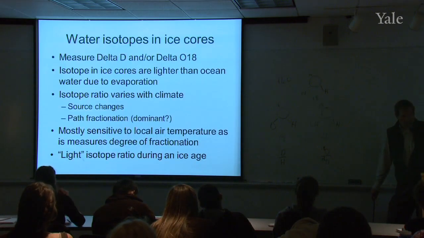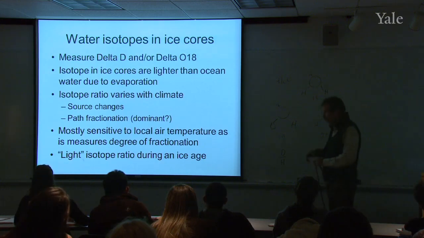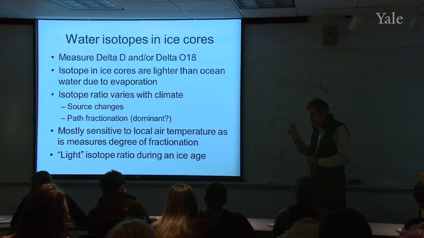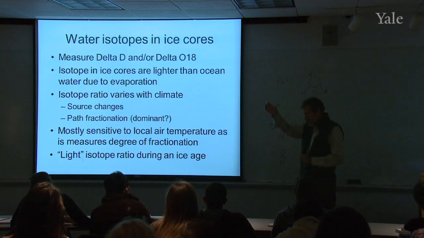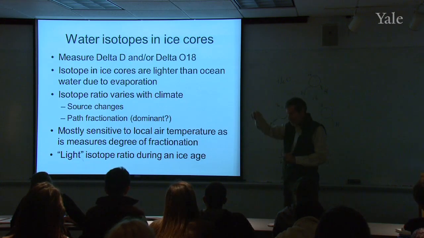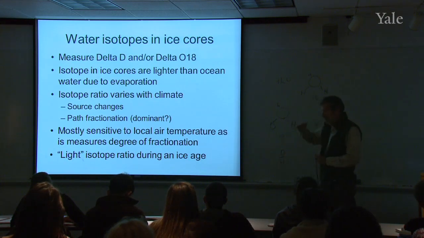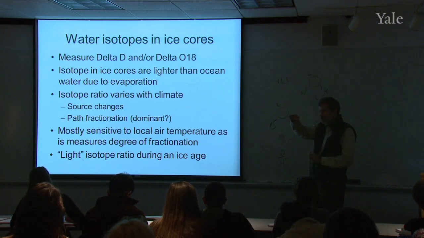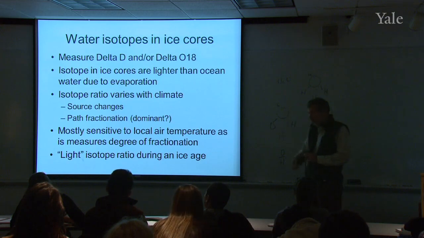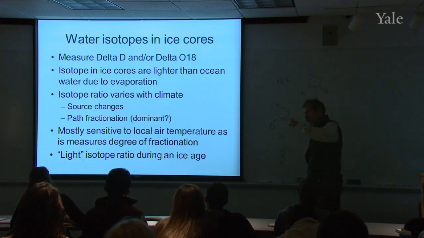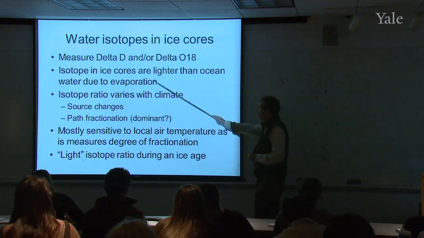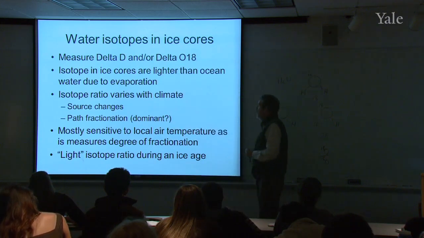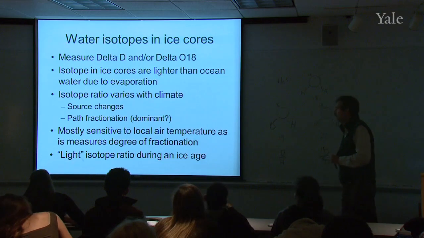So when you go to Antarctica or Greenland and dig down and pull out an ice core, you're going to look at things as a function of depth. I'll show you some pictures in just a minute. But from that ice core, you're going to shave off ice from different depths and determine the delta D and the delta O18 values as a function of depth.